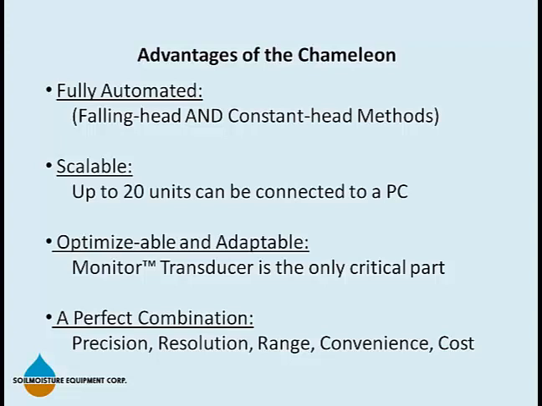Fourth, the Chameleon is a perfect combination of the following features. Outstanding precision thanks to its top-of-the-line pressure transducer, high resolution of 1 millimeter of water, and wide application range. The standard system can measure from medium sand, 10 to the minus 3 meters per second, all the way to fine silt, which is 10 to the minus 8, which is well beyond the application range of the competing products. Moreover, you can modify a standard setup and cover an even wider range of application.